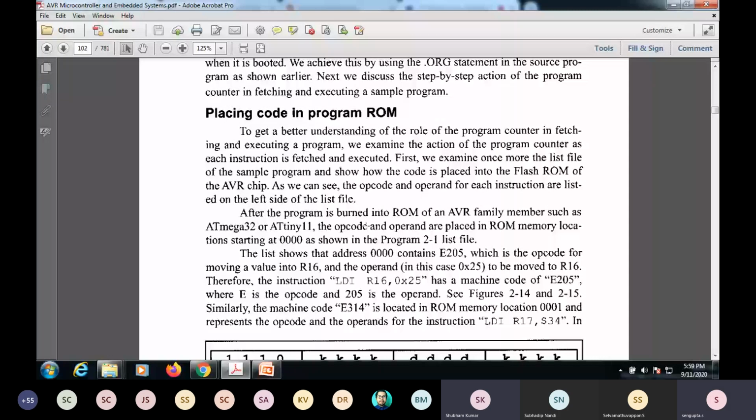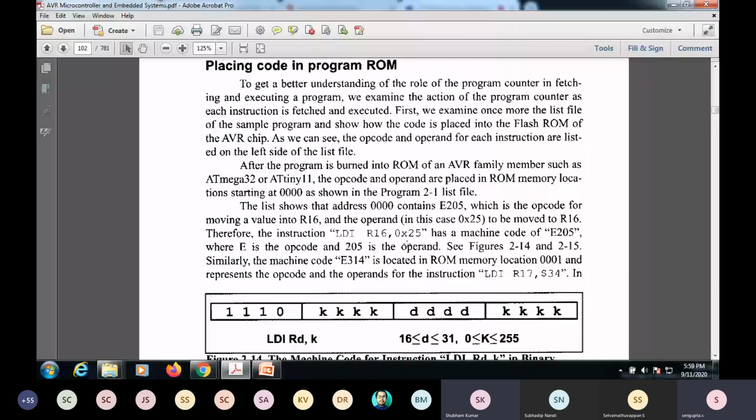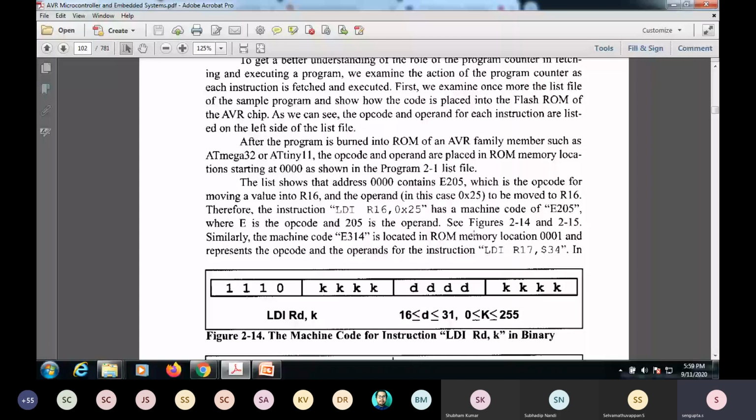So machine code is, let's say, E205, where E is the opcode and 205 is the operand. In this manner, it is stored as E205: one part is the opcode, and the other two are the operands. But the question is, if the instruction or operand are the same, why are the values different? Why is the machine code different for this?